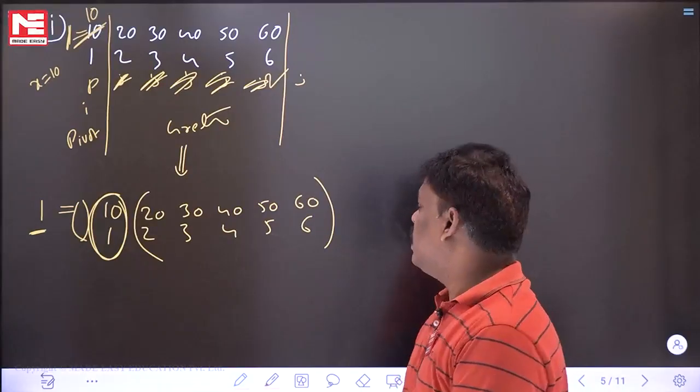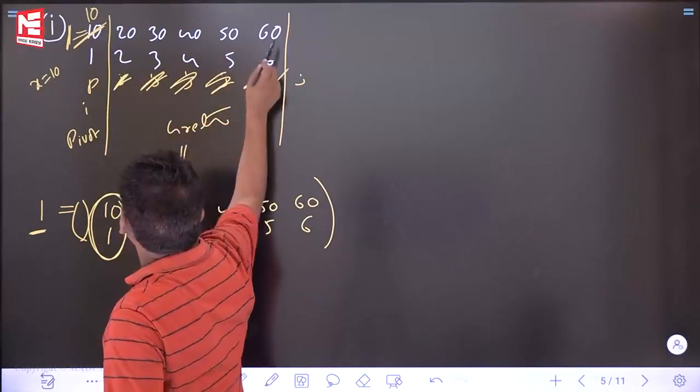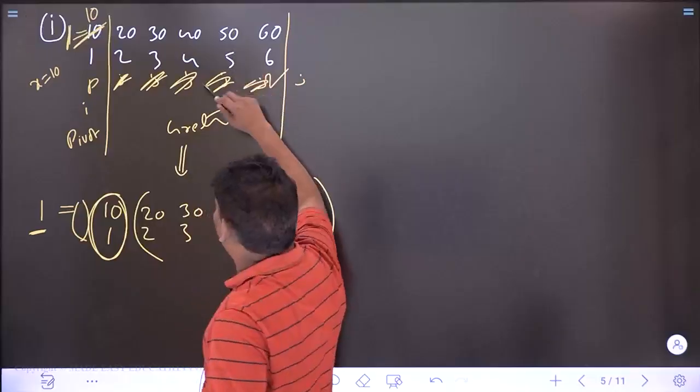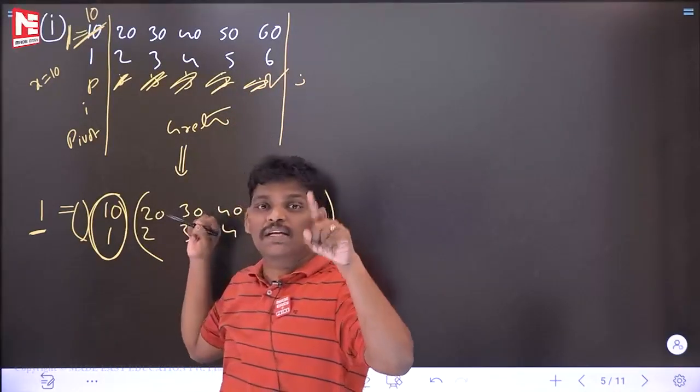And one more thing I want to ask you. On n elements, if you apply the partition algorithm, how many comparisons? He is asking for comparisons. How many?